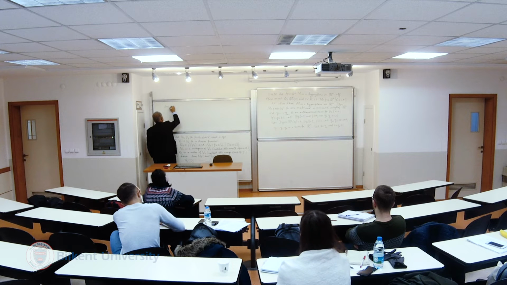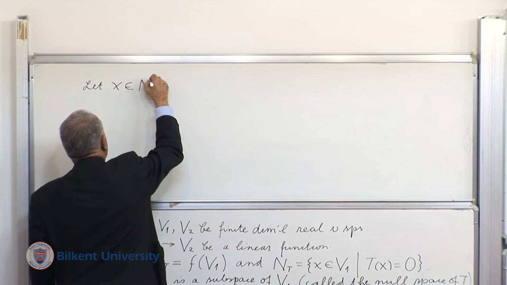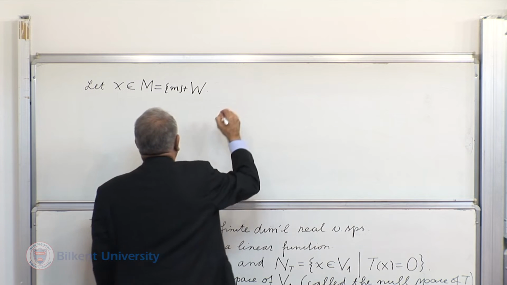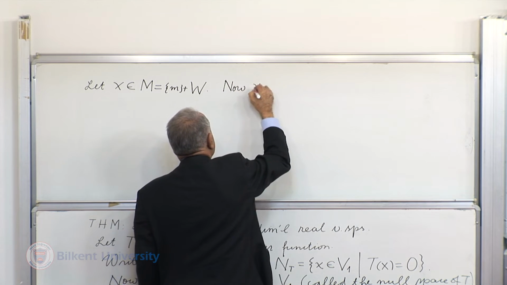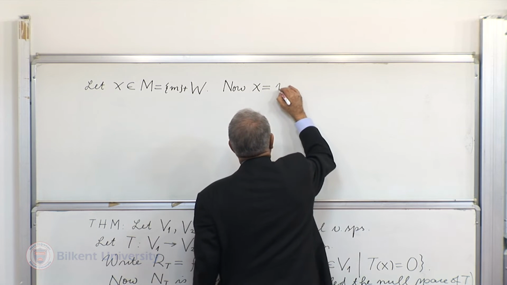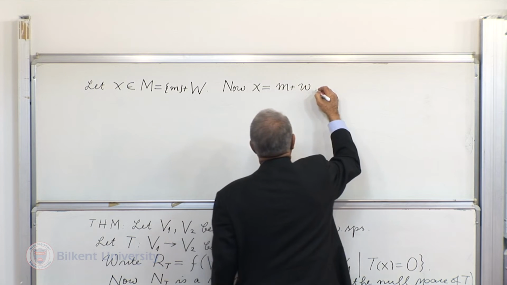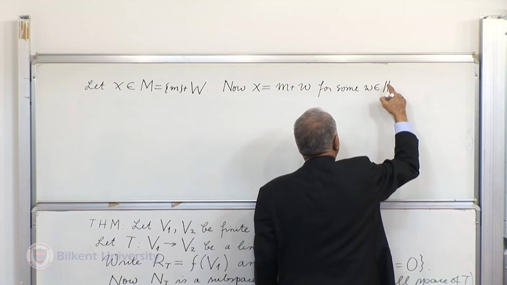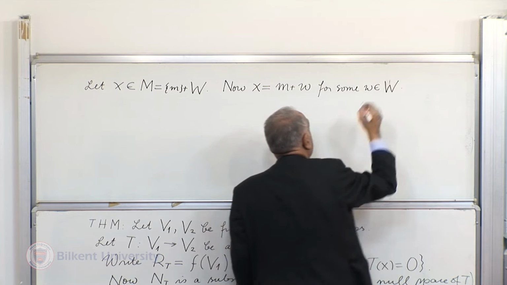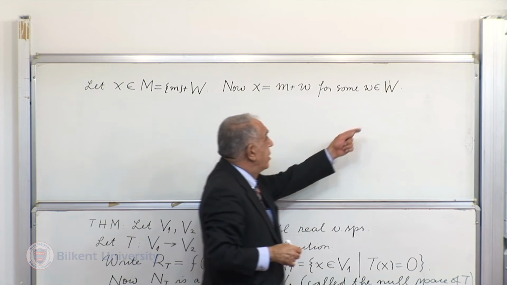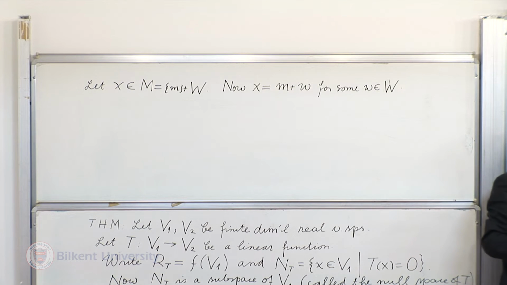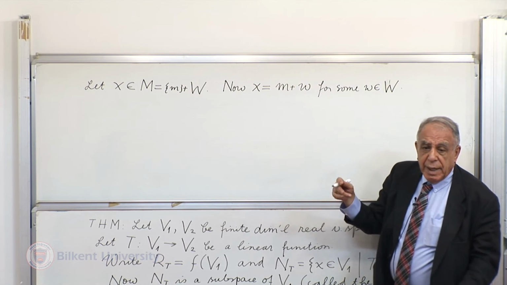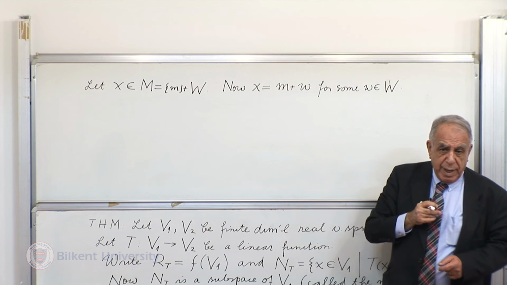Let x be in N, which is M plus W. Now, x is equal to m plus some w for some w in W. But now, y1 up to yn minus 1, that's the basis for W. Thus, we can write this lowercase w as a linear combination of y1 up to yn minus 1.